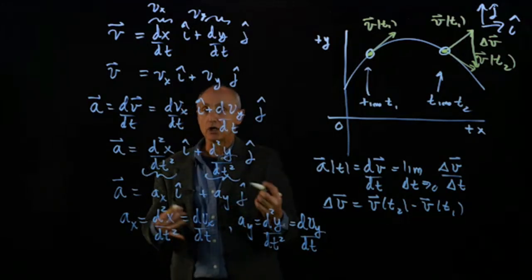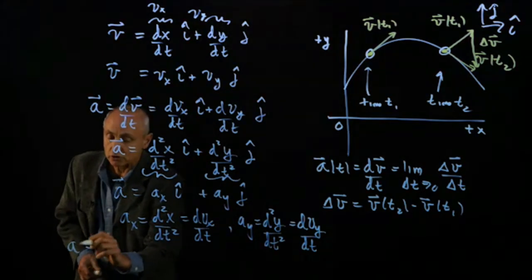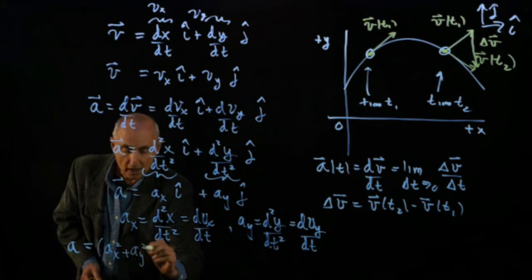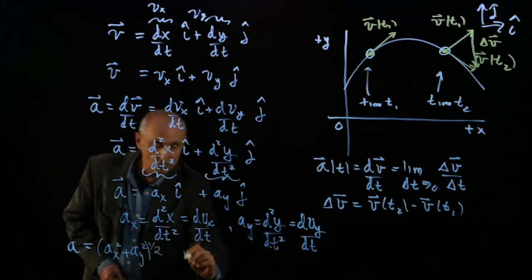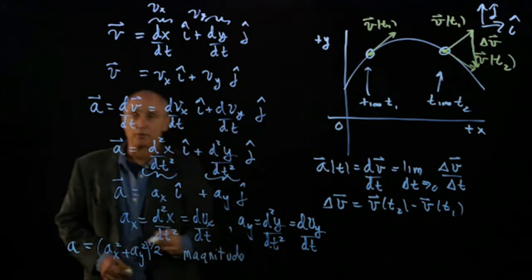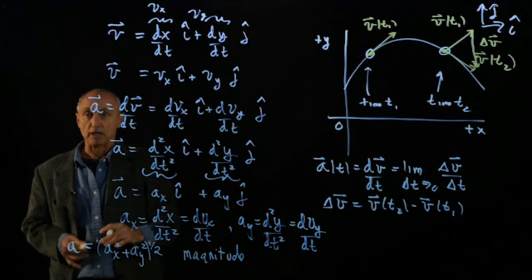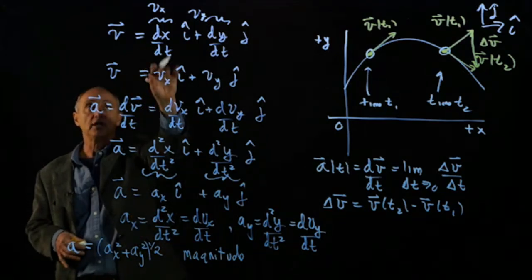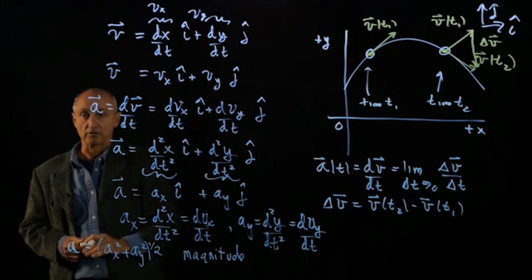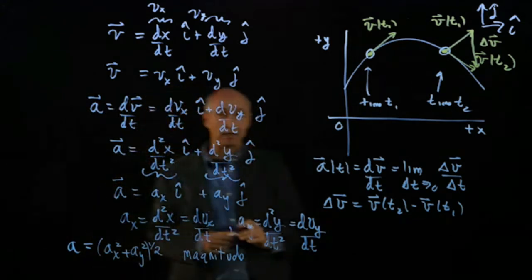As before, we can talk about the magnitude of a vector. And the magnitude of a, we'll just write as a. It's the components squared, added together, taken square root. And that's our magnitude. And so now we've described all of our kinematic quantities in two dimensions: the position, the velocity as the derivative of the position, and the acceleration as the derivative of the velocity, where each direction is treated independently.